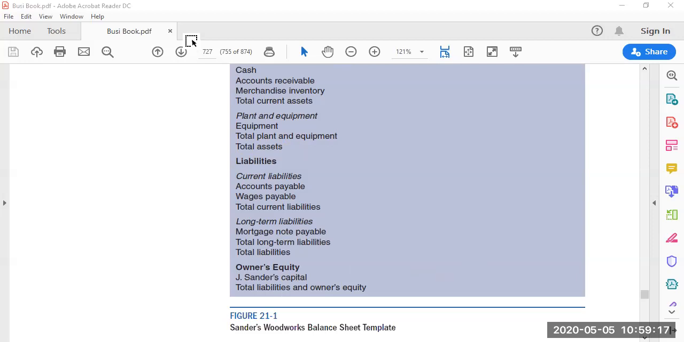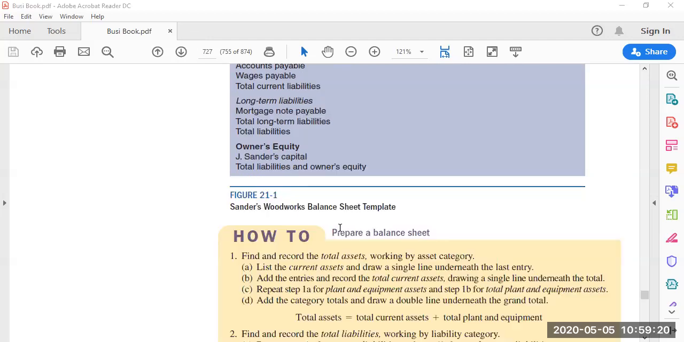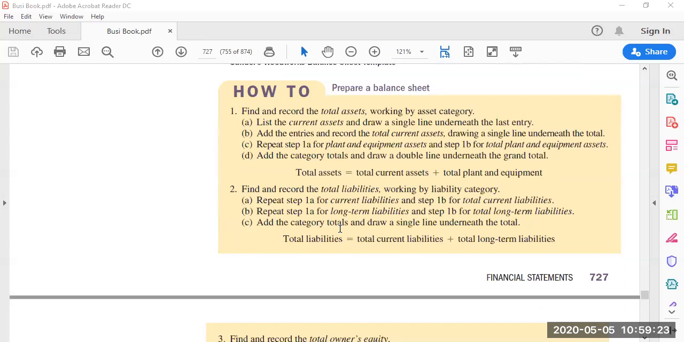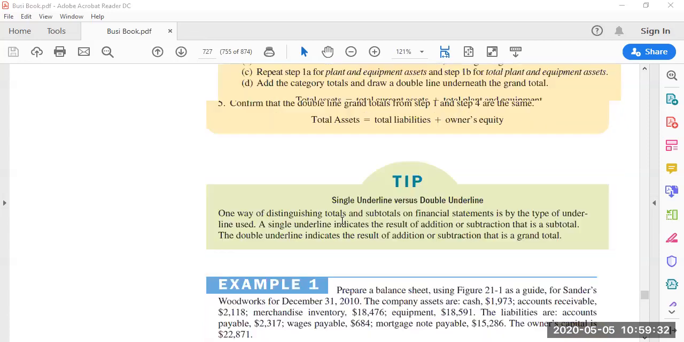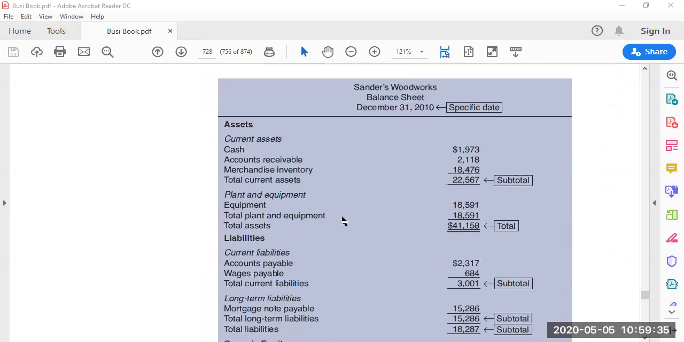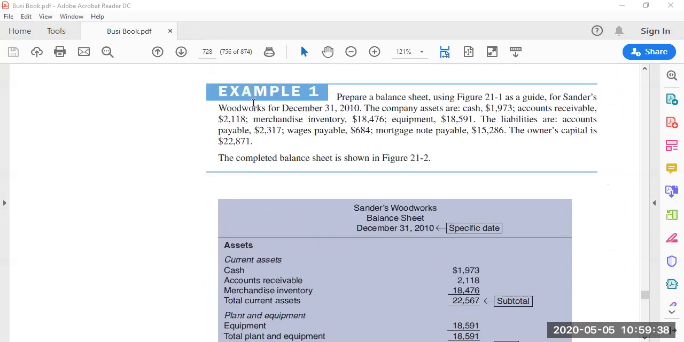Now, when you take this into consideration, we can move on into knowing that when we prepare a balance sheet, we prepare it exactly in the way we just saw it. And take a look now at a balance sheet. In this case, this is an example where we were given the values of a current business, Sanders Woodwork, at December 31, 2010. We were given all of the information about this company, and we were asked to prepare the balance sheet. Once we prepare the balance sheet, it would look in this way.